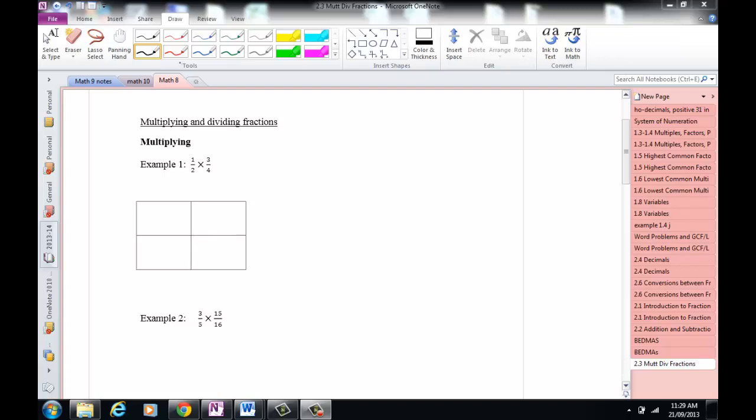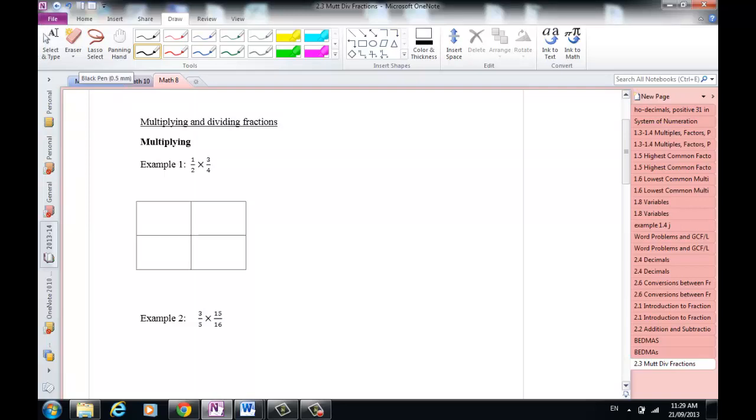So today we're going to continue with fractions, and we're going to begin with multiplying fractions, and then we're also going to divide fractions. So our first example says 1/2 multiplied by 3/4. I'm going to show you first the long way of thinking about it, and then I'm going to show you the shortcut. So what this question is actually saying is we want to know what 3/4 of half is.